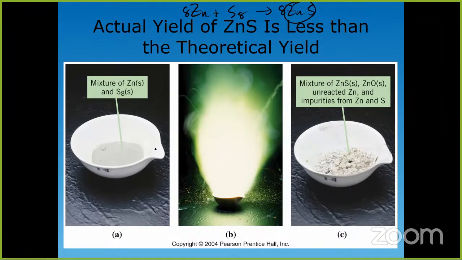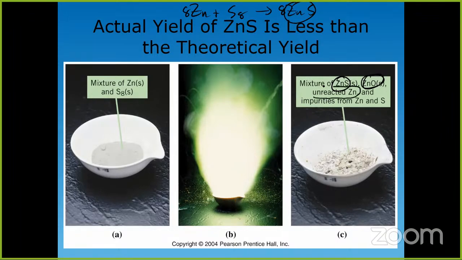So you mix the zinc with the sulfur, you heat it up, you get a nice exothermic reaction, and then everything cools down and you examine your contents as far as your products are concerned. And what do you find? You find not only do you get what you want, but you get another product, zinc oxide, which is the result of a competing reaction. Because not only does the zinc react with the sulfur, the zinc reacts with the oxygen from the atmosphere, right? So basically that in and of itself will cut down the yield from the theoretical value to what you'll actually get. You also will have unreacted zinc.